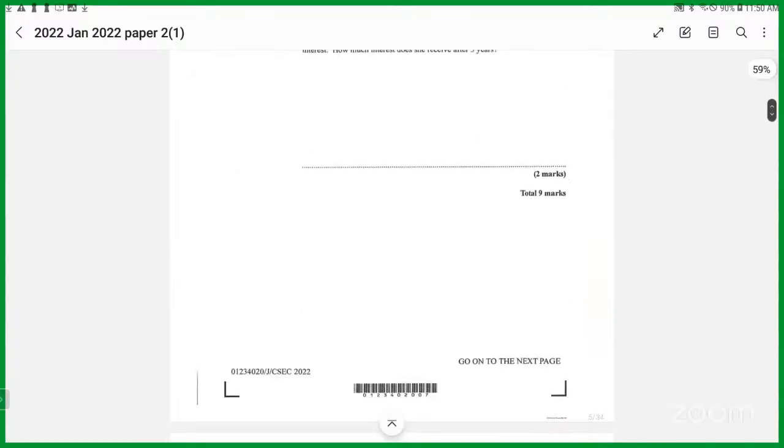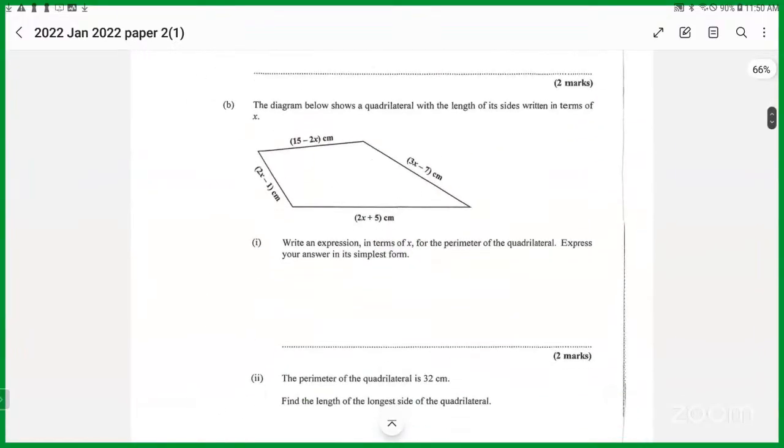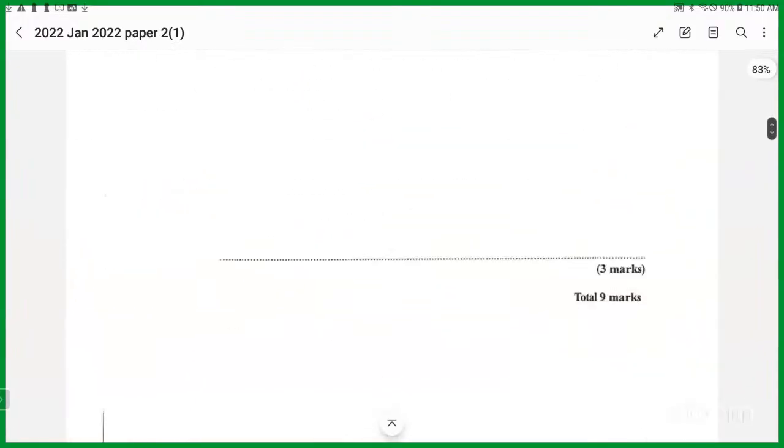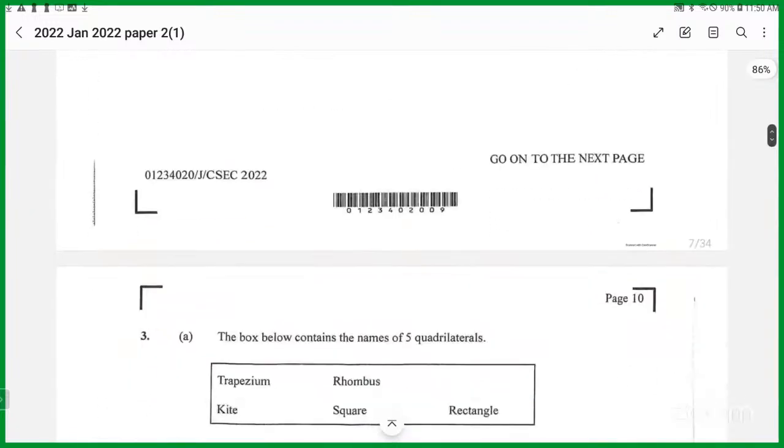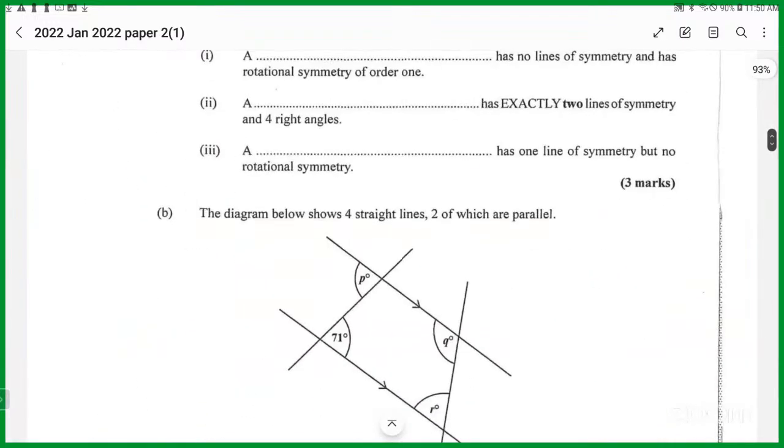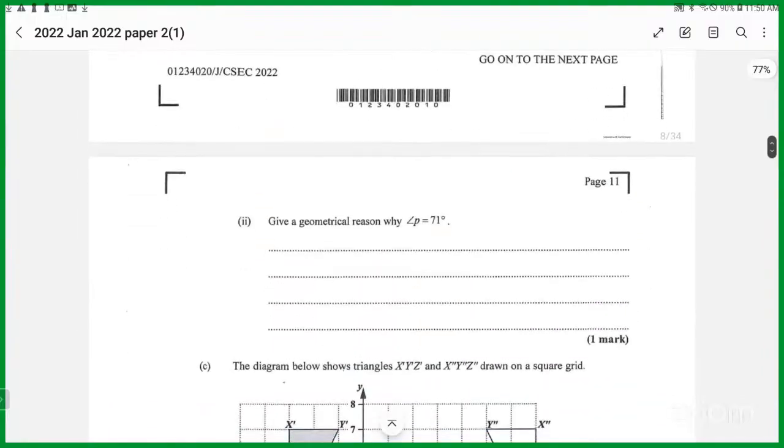I don't like to set the classes to be too long, guys. So maybe an hour and a half. Don't want it to be too long. I want you to just have a focus on the questions. Quick and fast, and then we move.